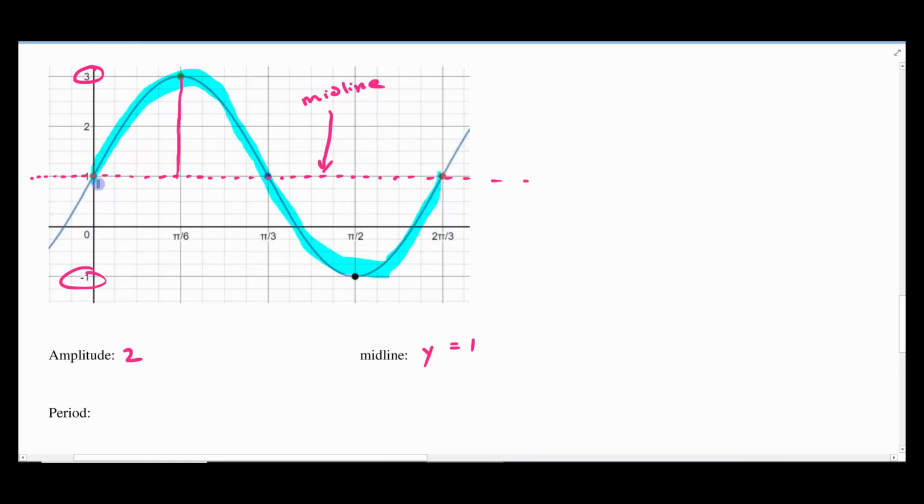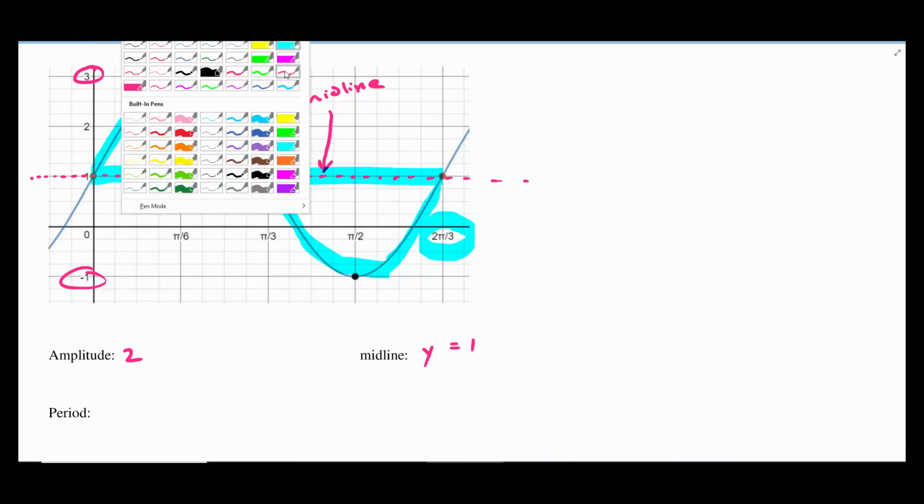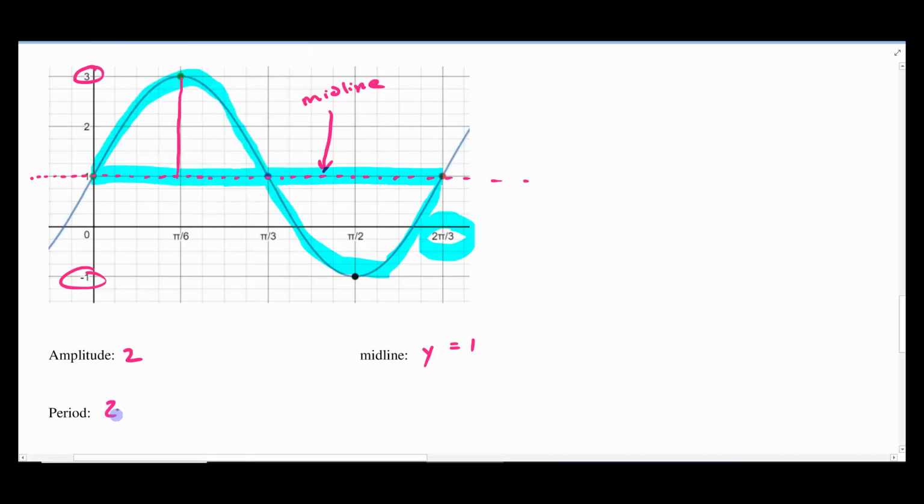And we start here at 0. And we're going to trace a horizontal distance from 0 until we get to the end of that cycle. And we stop right here. And that is at 2 pi over 3. All right, so one period is 2 pi over 3.